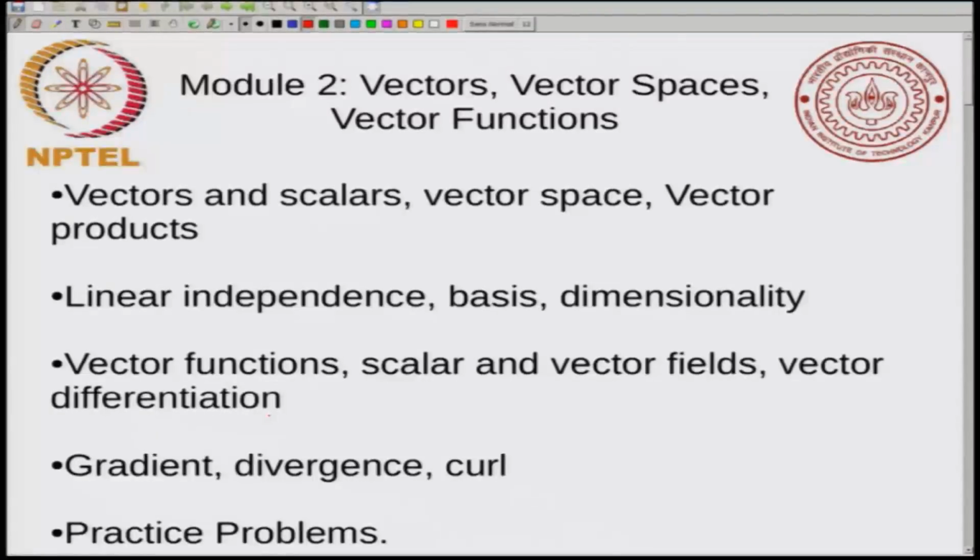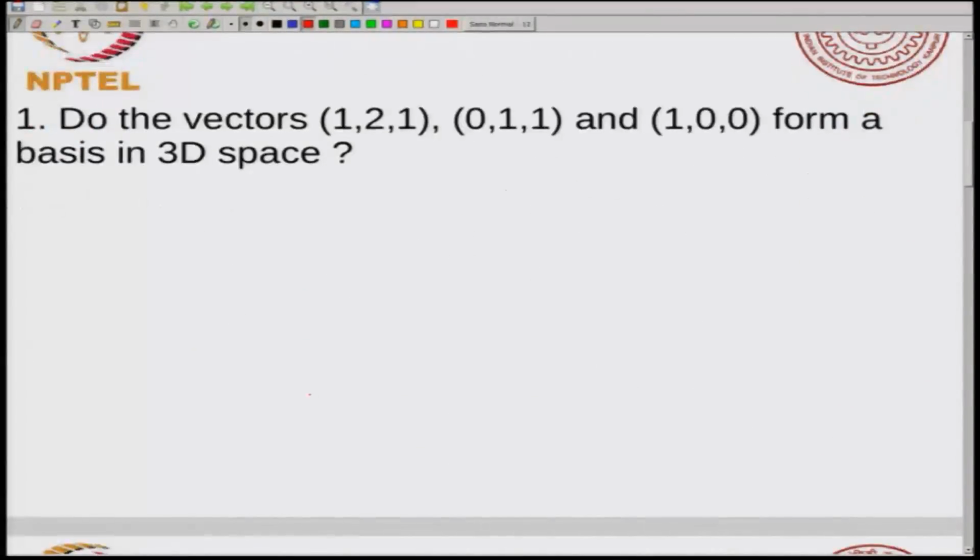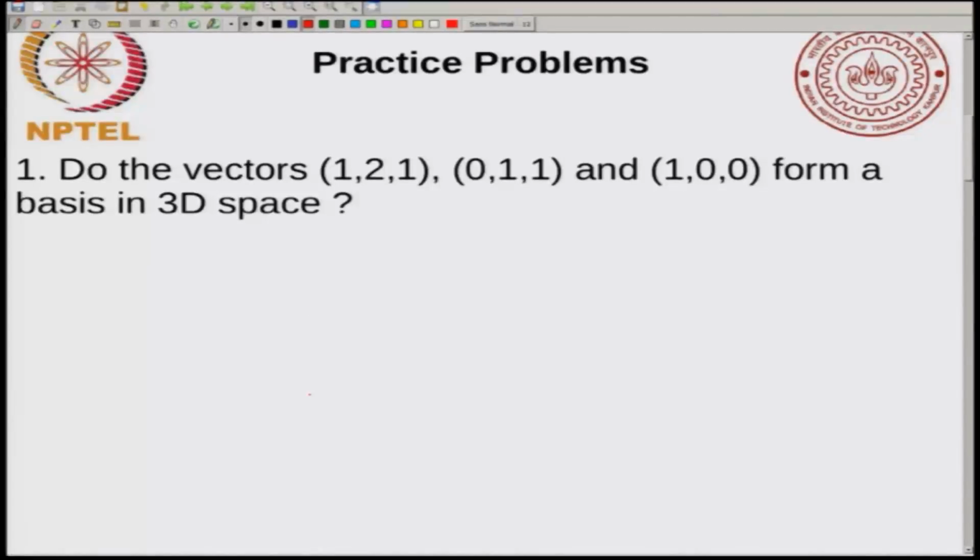So, today I will show you some elementary problems that deal with vectors, vector spaces and vector products and the concepts of linear independence. Let us take the first problem. The first problem asks you, do the following vectors form a basis in 3D space? So, what do you need to check for a basis?